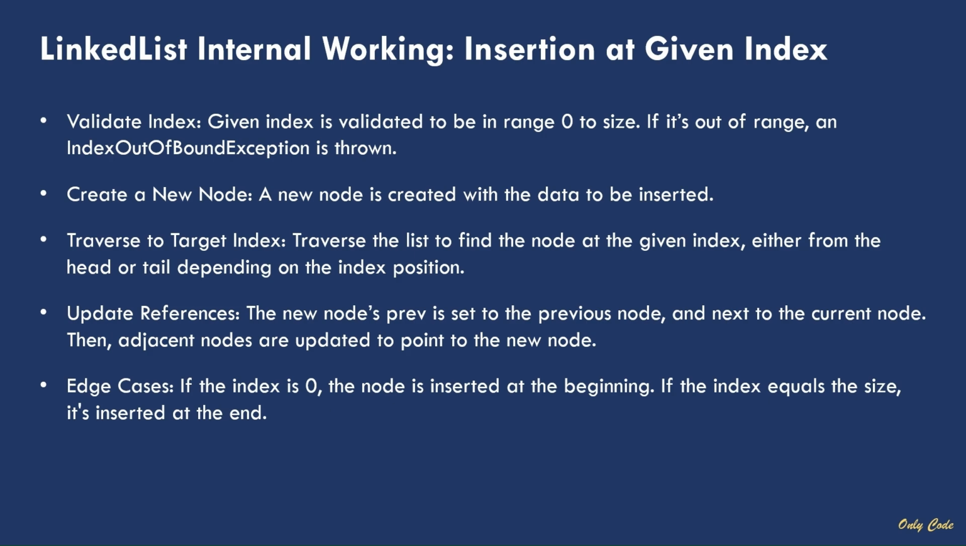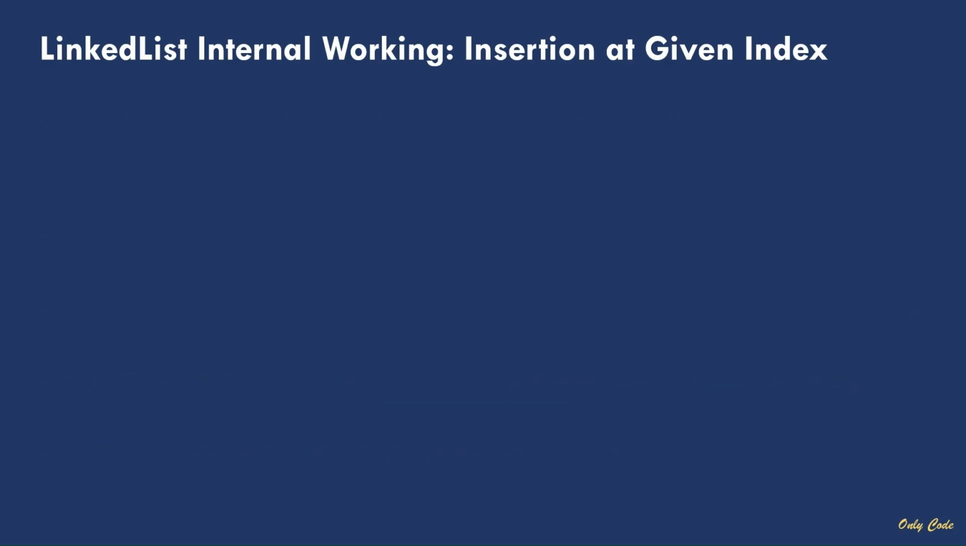There are two important edge cases to handle. If the index is 0, the new node is inserted at the beginning and becomes the new head. If the index is equal to the size of the list, the node is inserted at the end, becoming the new tail. Finally, after a successful insertion, the size of the linked list is incremented by 1. We'll see an example to understand the insertion process better.